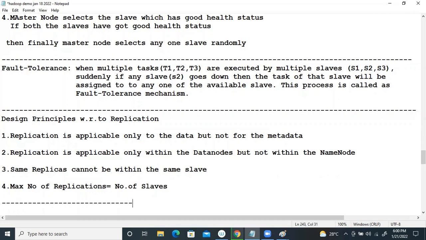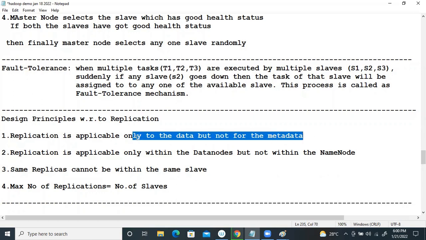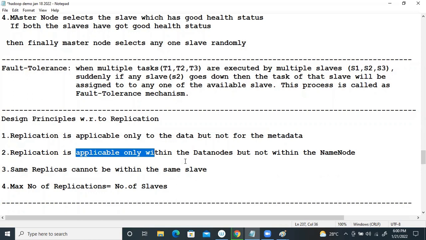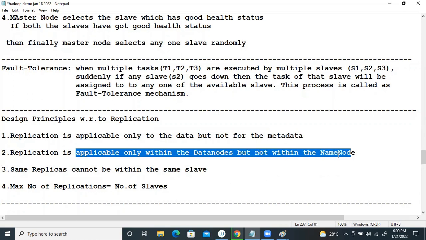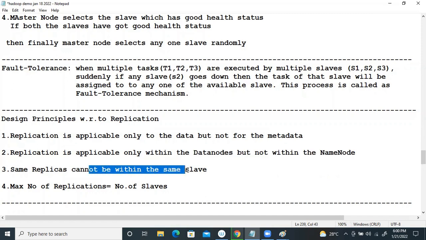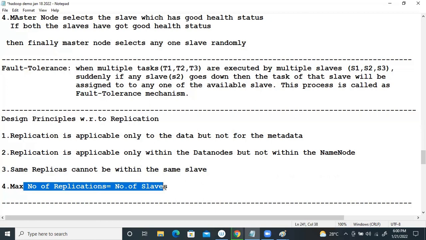So these are the design principles with respect to replication. It's applicable only to the data, but not for the metadata. It's applicable only within the data nodes. Same replicas cannot be within the same slave. Max number of replications is equal to the number of slaves.